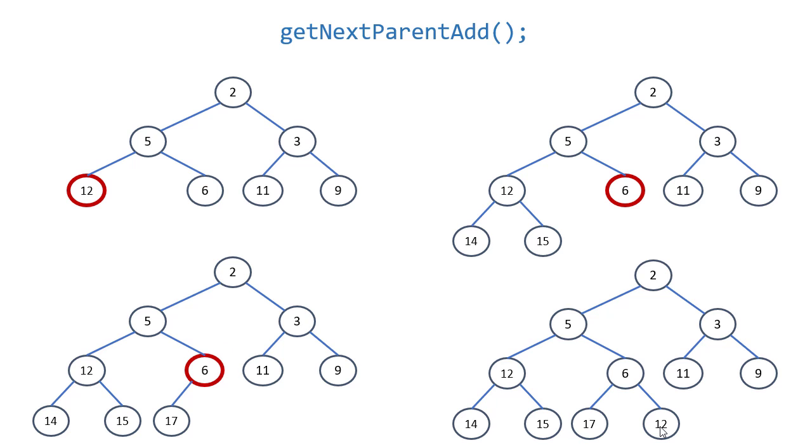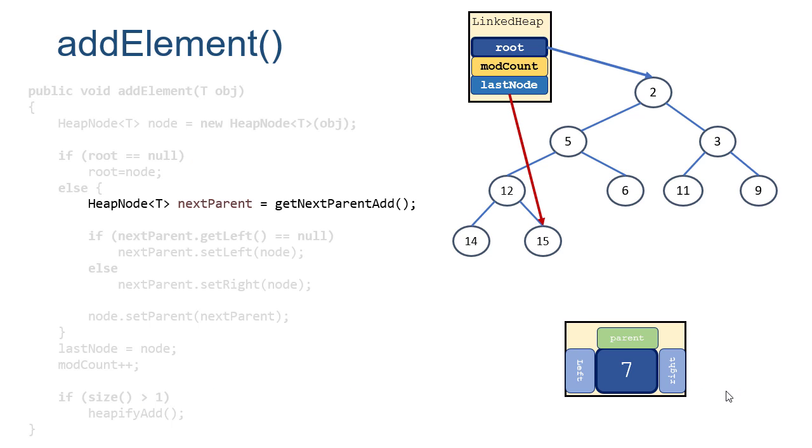Now this case is a little more complicated because this subtree is now full, and so we need to add the new node as the left child of this node, and so that would be the node that would need to be returned. So going back to the heap we saw before, 6 would be the parent of the new node, and so that would be returned by this method, and we'll see how that works in a moment. But for now, let's assume that it's magic. It always returns the right one.